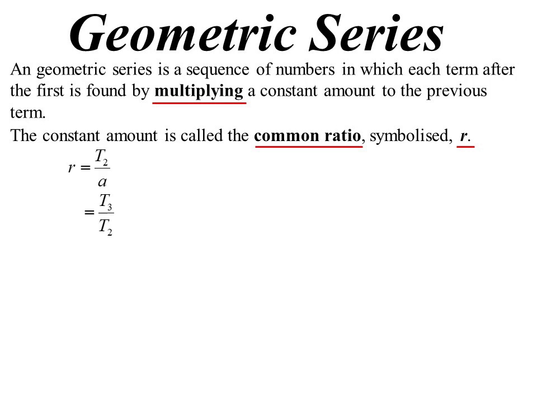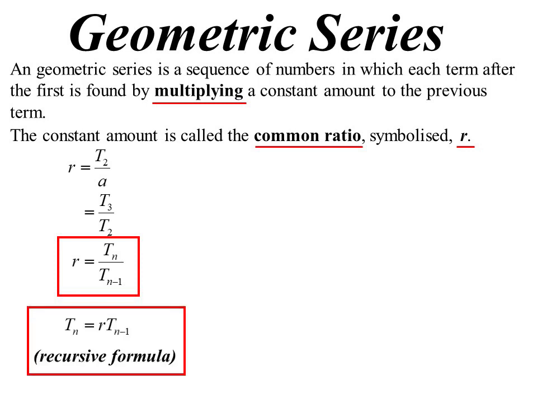So if I want to find that ratio, I could get the second term divided by the first term, or the third term divided by the second term. Or if I want a formula, again, I could get any term divided by the previous term. That would tell me what the common ratio is. Now a recursive formula, therefore, it would be, if I want to get term n, I'll get term n minus 1, multiply it by the common ratio. There's our recursive formula.